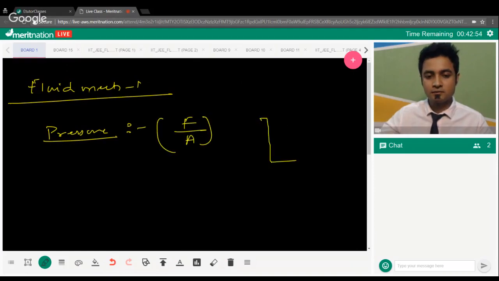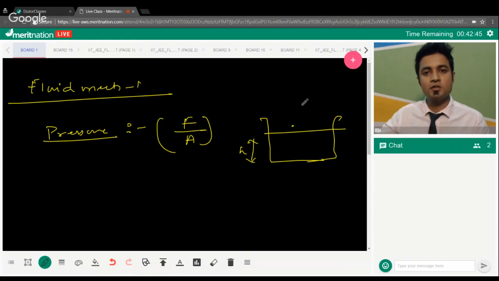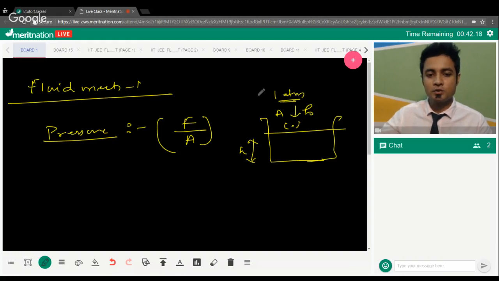Suppose this is a tank in which the liquid is filled up to a height of h. At the top surface of the liquid, or just above the top surface, if I ask you what would be the pressure here at point A, can anybody respond? That would be nothing but only atmospheric pressure, which I'm representing as P naught. This is 1 atm, that is equal to 10 raised to the power 5 Pascal.